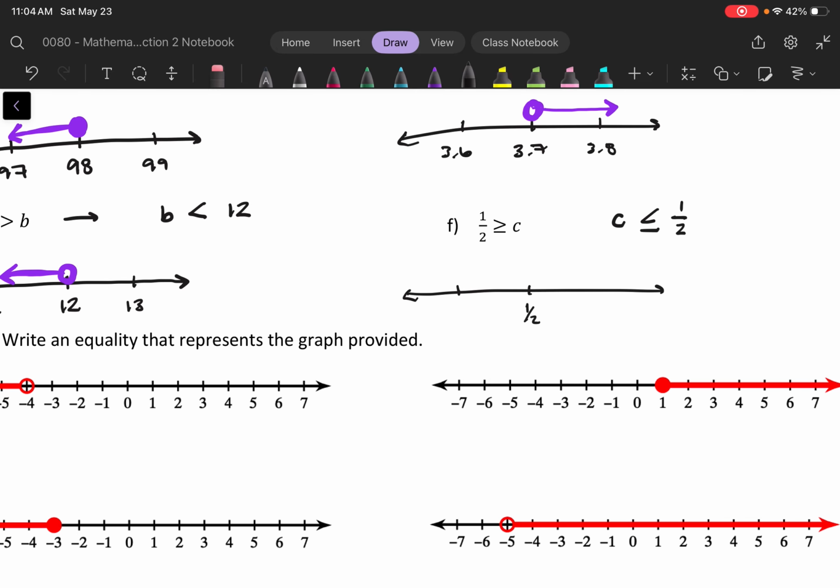And I can go ahead and say a half is between 0 and 1. No big deal. I will have a closed circle on my half value. And my arrow will extend to the left because I'm matching the directionality of standard form. Or I'm thinking, what numbers could be smaller than a half? And 0 is smaller than a half.